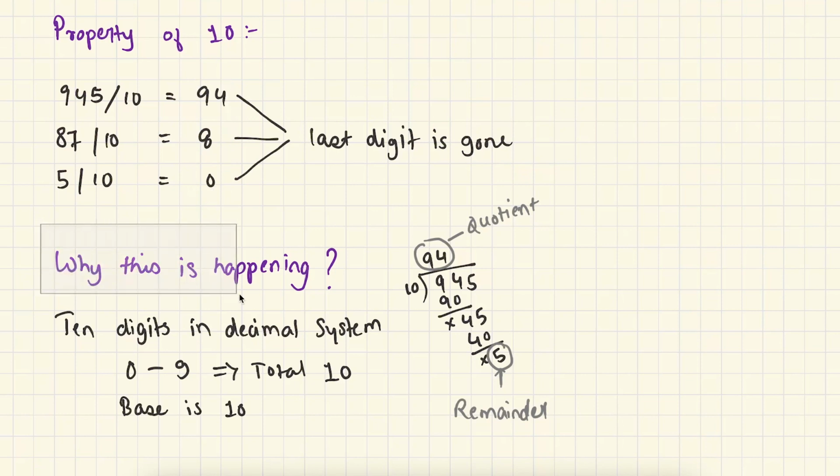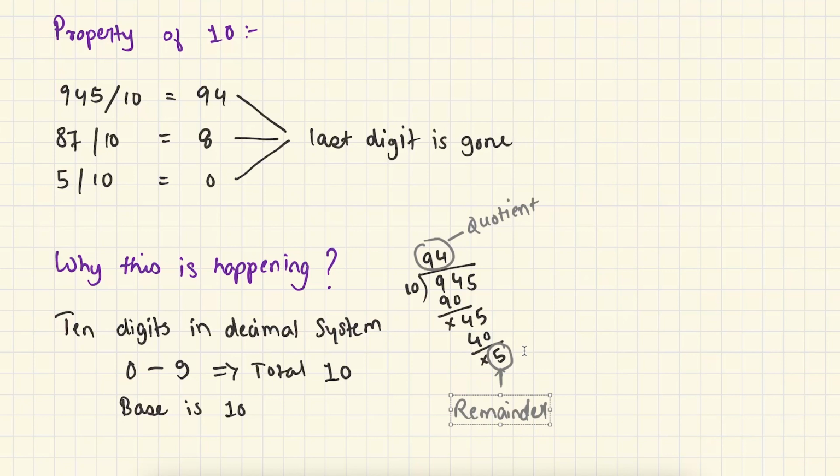So the question is why this is happening. So let's see this in detail. When we divide 945 by 10, we get 94 as a quotient and 5 as a remainder. So what happens when we divide any number by 10? We are dividing the number into 94 different parts of size 10, right? Exactly this is what we are doing here. And we are getting remainder as 5 because 5 is less than 10, so it cannot be divided by 10. That's why we get 94 as a quotient and 5 as a remainder.